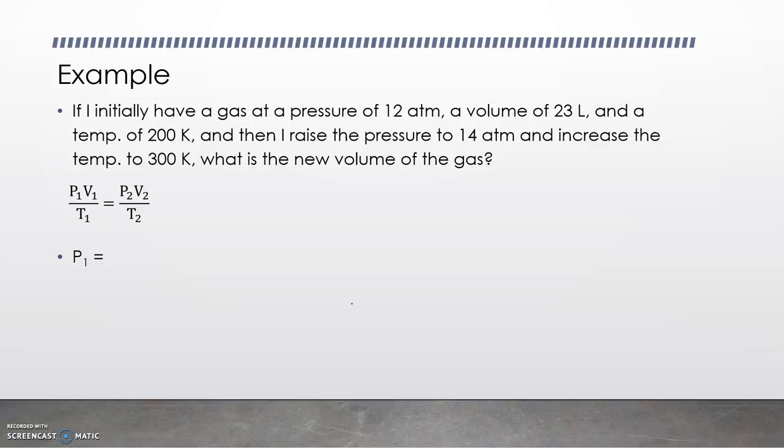So P1, if we read through our example, it says I initially have a gas at a pressure of 12 atm. So our pressure initially, that's what the 1 is for, is 12 atm. V1 is our initial volume, which we have right here, 23 liters. Then we also need our initial temperature, which is 200 Kelvin.